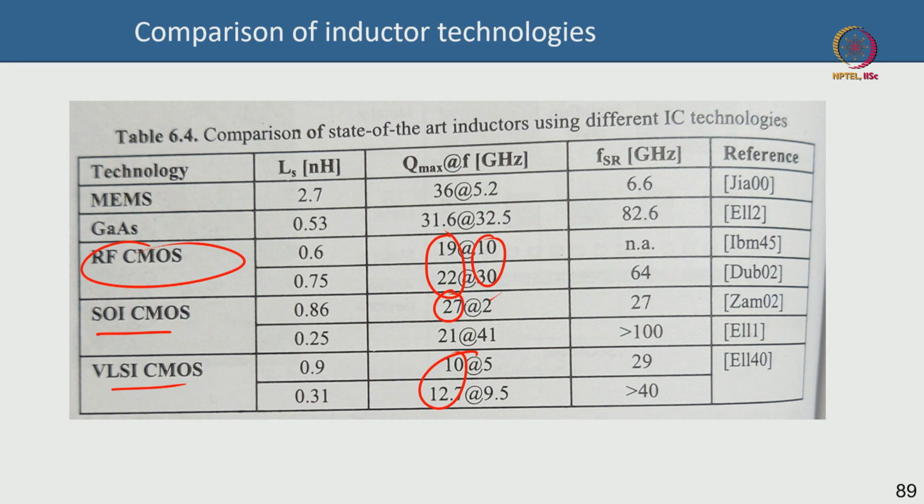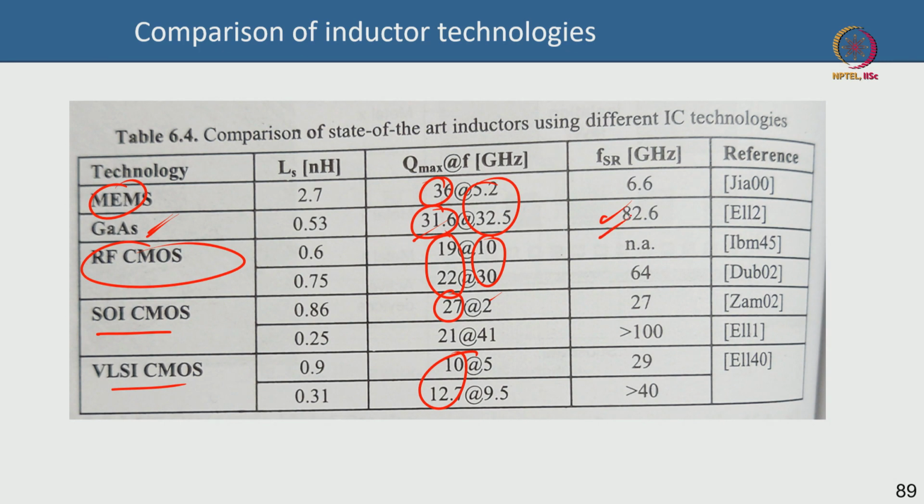Okay. Gallium arsenide gives you 31.6 and MEMS gives you 36 Q factor at these frequencies. MEMS is basically you have like a cantilever, you can fabricate suspended structure. So that is a different thing we are not going to talk about at all here, but gallium arsenide gives you 31, which is very high at 30 gigahertz. Okay. And you look at the self resonance frequency at gallium arsenide, your self resonance frequency is 82.6 gigahertz. This is a representative number.